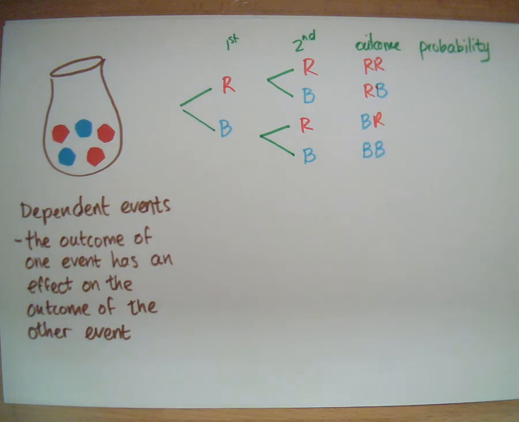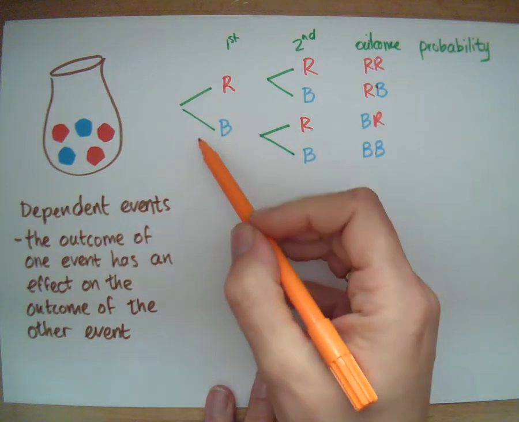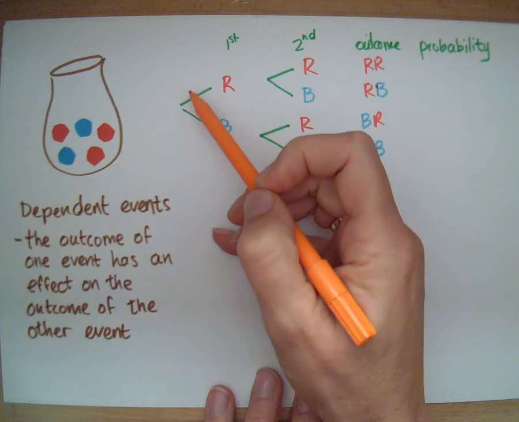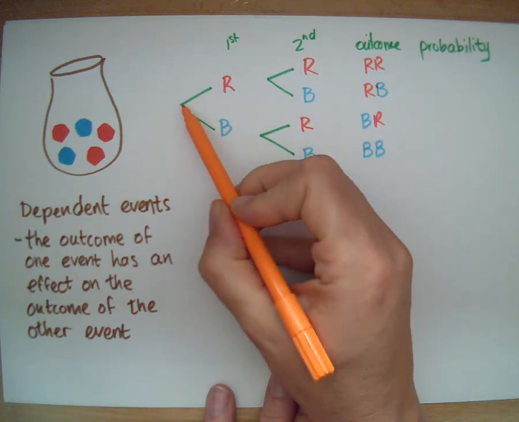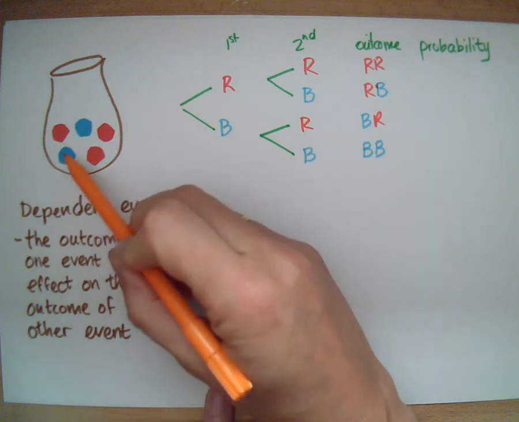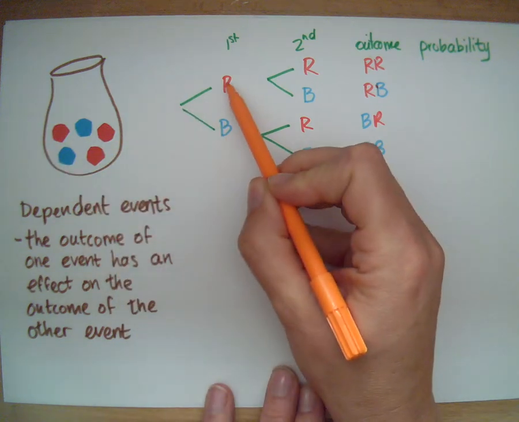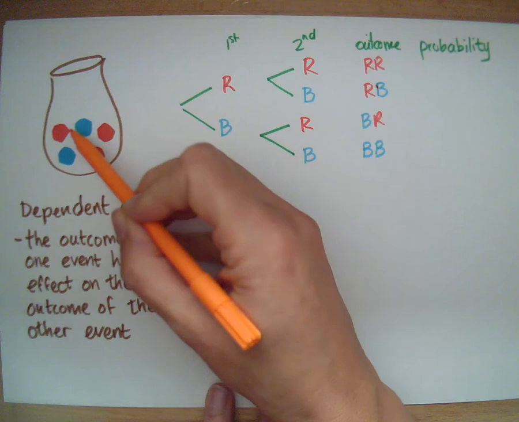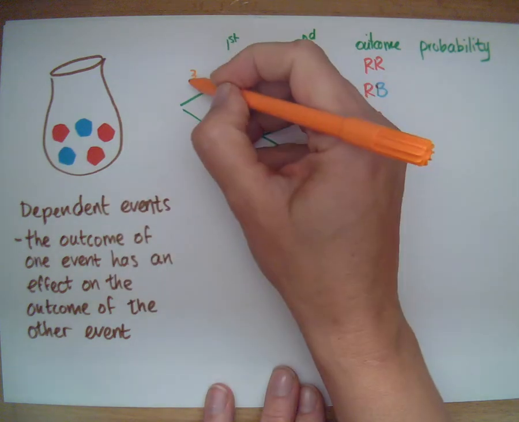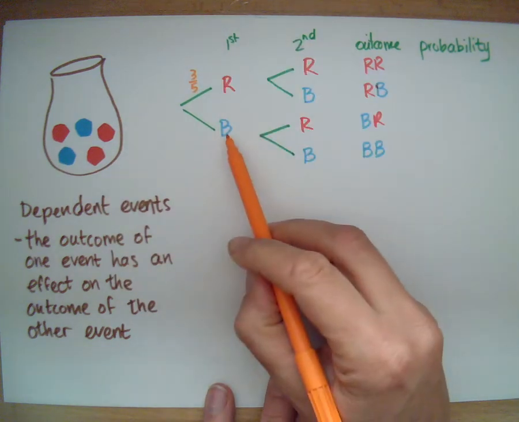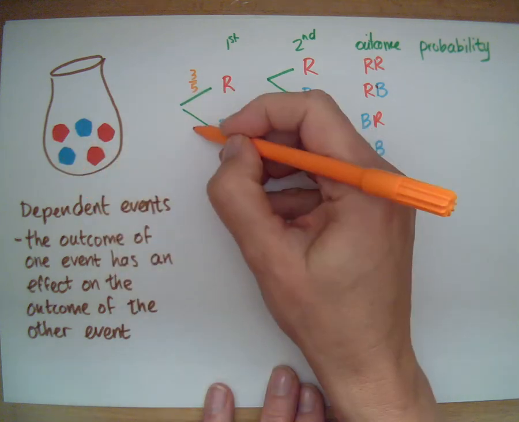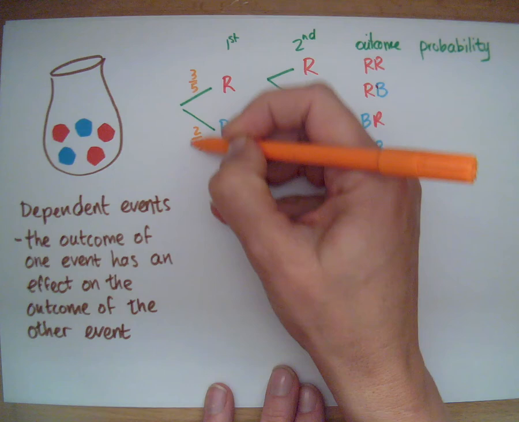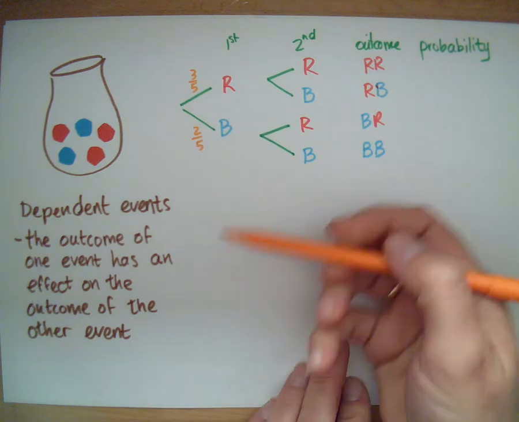Now to calculate their probabilities, we need to write the separate probabilities on the branches of this tree. So at the start, the bag is like this, right? So chances of getting red on the first draw are 3 out of 5. Chances of getting blue on the first draw are 2 out of 5. And these add up to 1, so we're good.